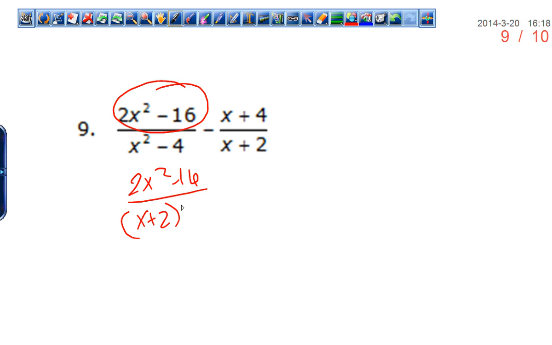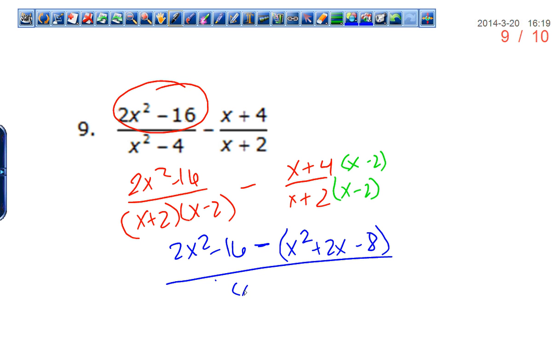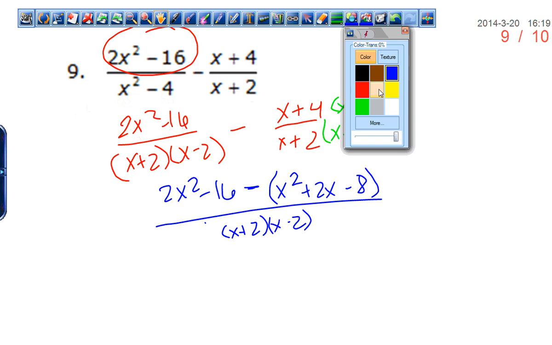So on the bottom, we have a difference of perfect squares. As you can see, my second term is missing an x minus 2. So then we're going to need a FOIL. So combine that like term. We got 2x squared minus 16 minus, we put this in parentheses to show us, (x squared plus 2x minus 8) all over that same x plus 2, x minus 2. So the reason why I didn't factor out a 2 in the very beginning of the first term is so that I could combine like terms.